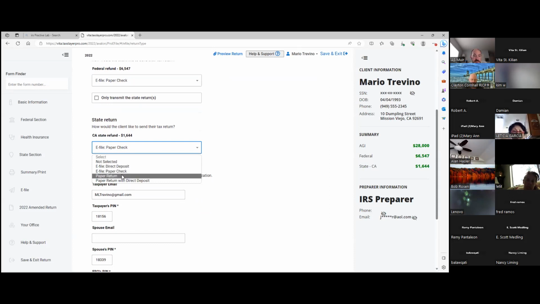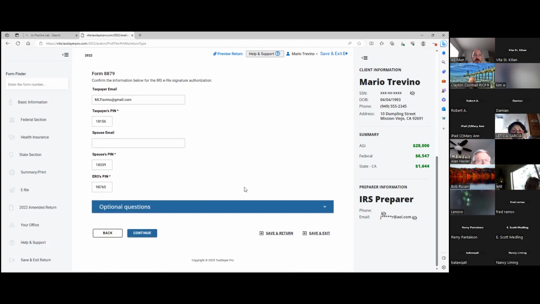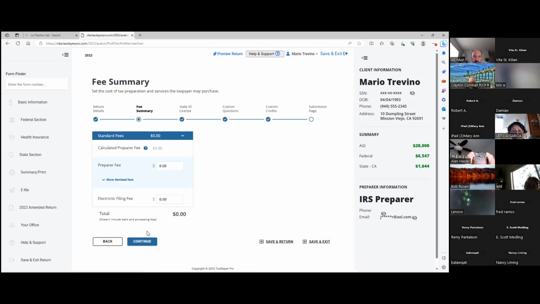And then sometimes you have an individual who says, I want a paper return, which means we're not going to e-file with direct deposit. That means we'd enter the data in the software, and then it'll populate or print out on the form 1040. In this case, they wanted e-file with a paper check. And then your information regarding the email, and then there's a personal identification number that is populated. I think that's about it, other than maybe the questions.